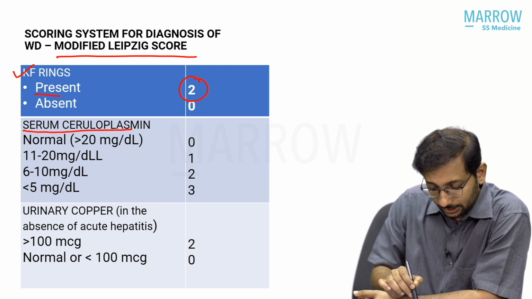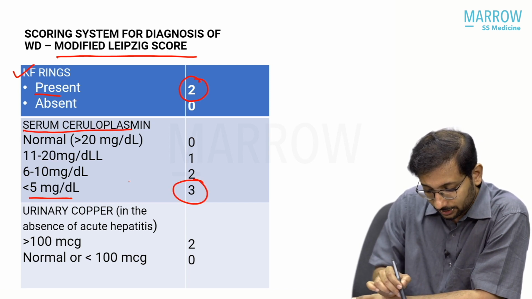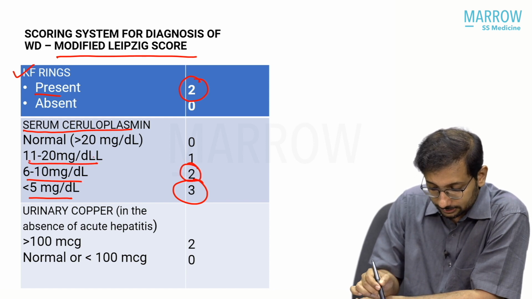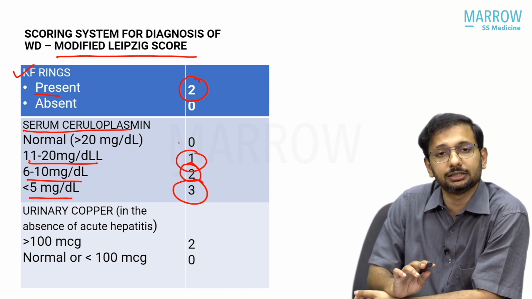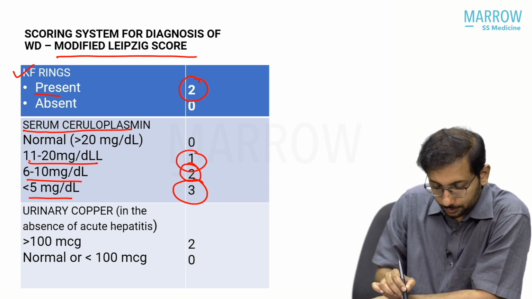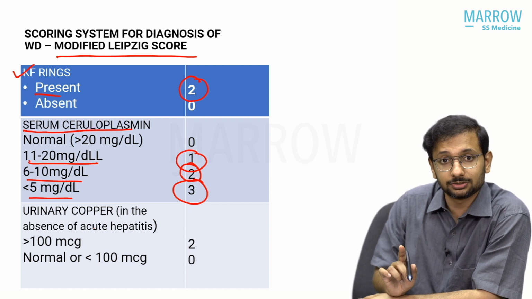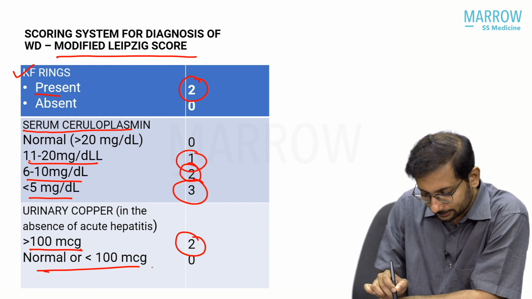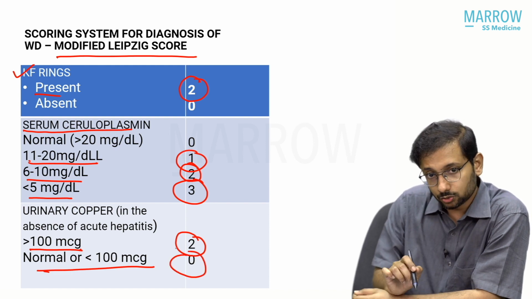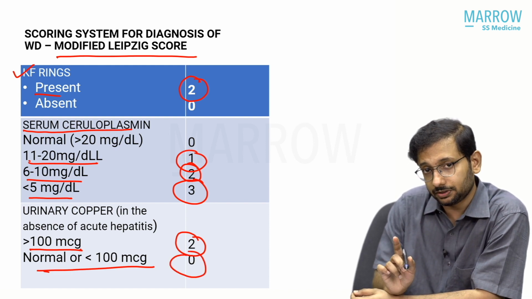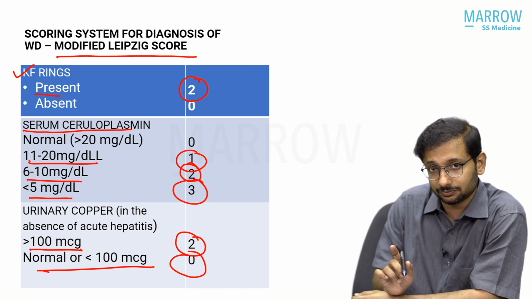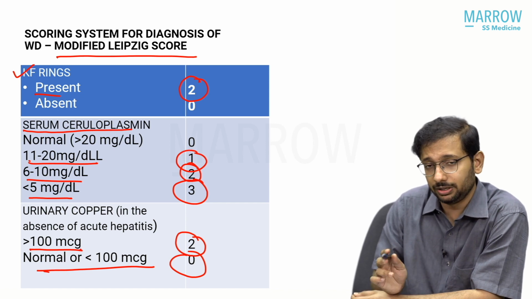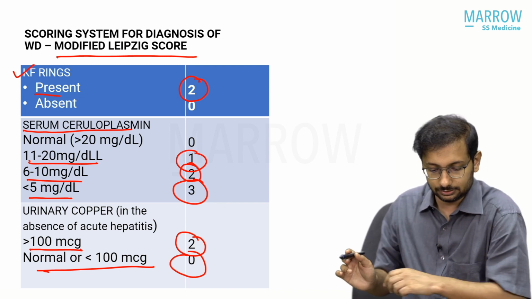Serum ceruloplasmin: if it is less than 5, you give a score of 3. If it is 6 to 10, you give a score of 2. If it is 11 to 20, it's 1. And if it's more than 20, it's 0. Urinary copper, mind you, has to be assessed in the absence of acute hepatitis. If it is more than 100 micrograms, it is scored; normal or less than 100 micrograms, it's 0. So the 100 microgram cutoff is the specific one, whereas 40 is the sensitive one. And 40 can be used for diagnosing heterozygotes or siblings of Wilson disease, but not for a proband of Wilson disease.